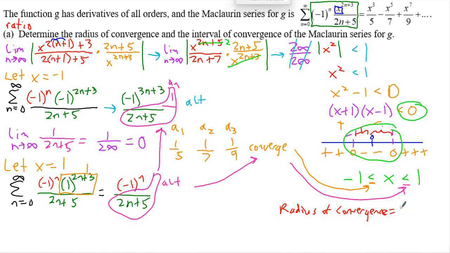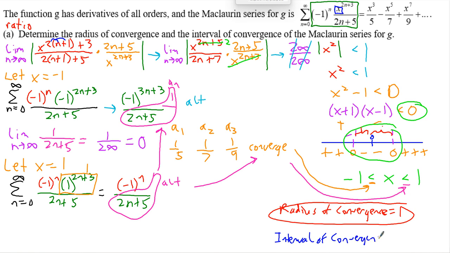Is 1. And then the interval of convergence. You can write interval notation, or you can just write it just like this: negative 1 less than or equal to x, less than or equal to 1. Either way is correct.